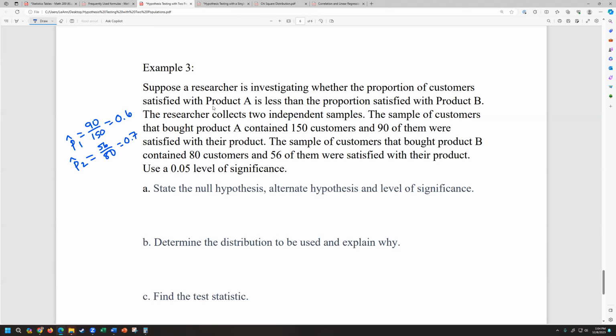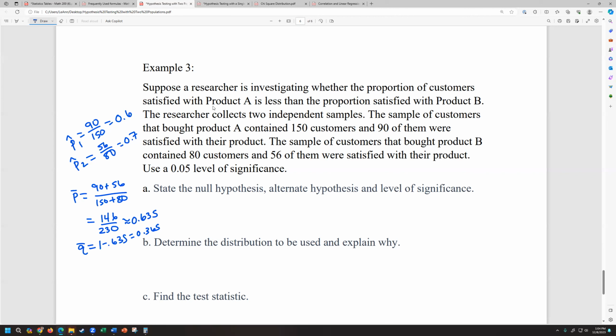So that's 0.7. And then we're going to need that pooled best estimate for the probability of success, since they don't tell us the probability of success of liking a product. So we take the number of successes in both, divide it by the total number of trials. That comes out to 146 over 230, which is roughly 0.635 if we round to 3 decimal places. So that means my Q bar is 1 minus that, which is 0.365.